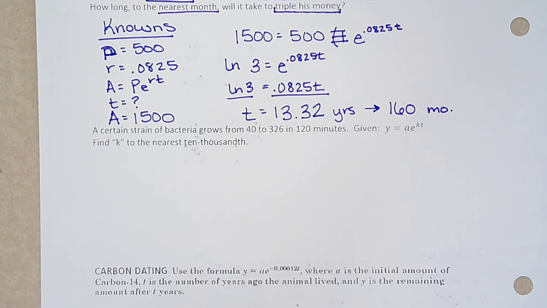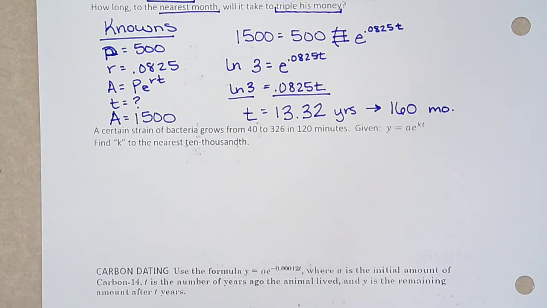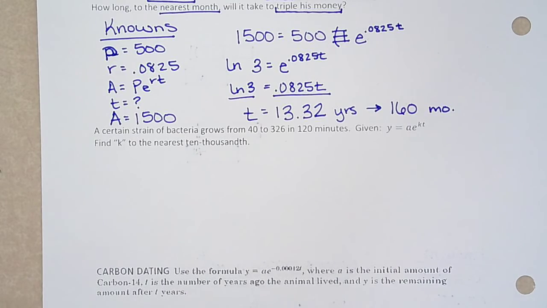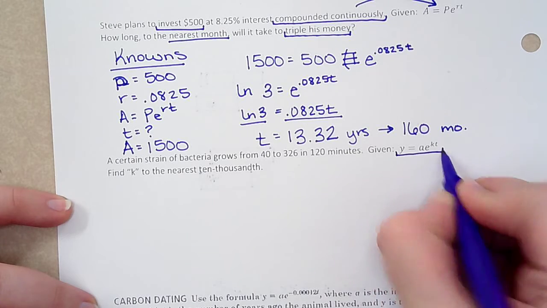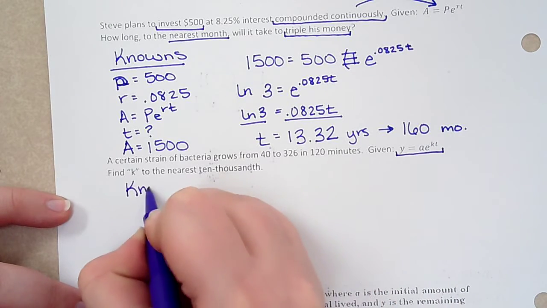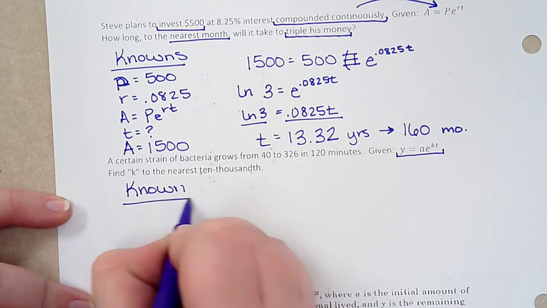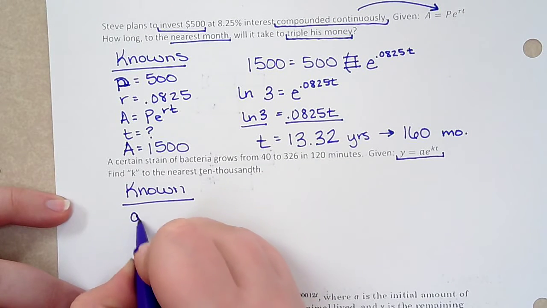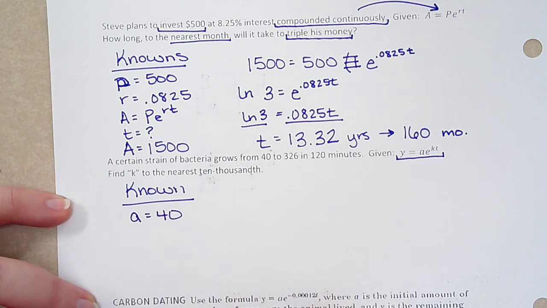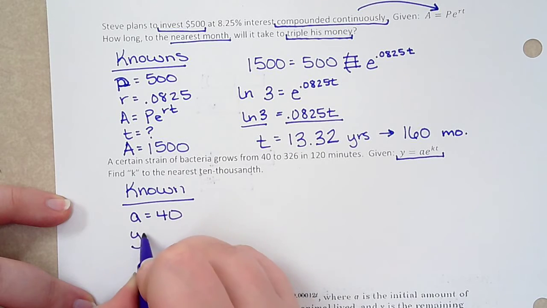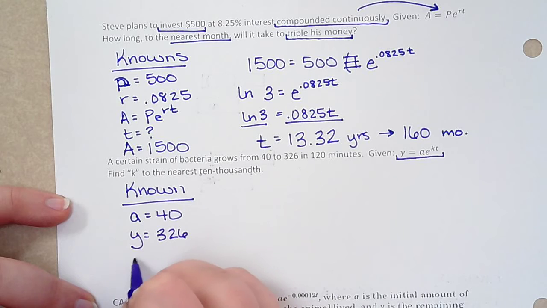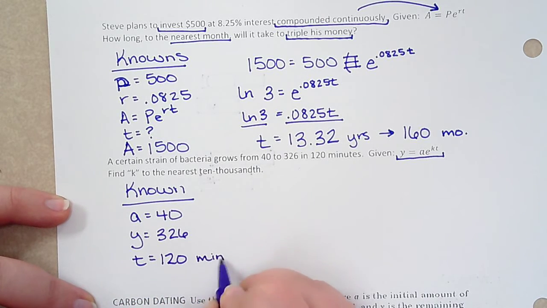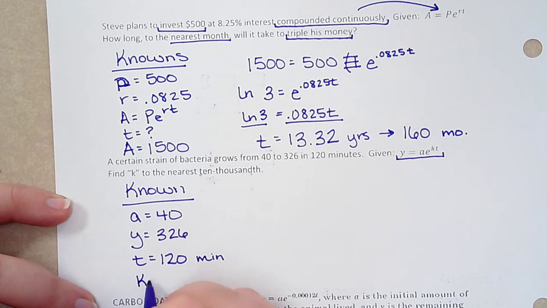Given that y is equal to a times e to the kt, find k to the nearest 10,000. So this time we are going to use that second formula. I'm going to write down my knowns here. I know that I started out, my initial amount was 40 bacteria. I know I ended with 326 bacteria. I know that my time is 120 minutes. And I know that I am solving for k.